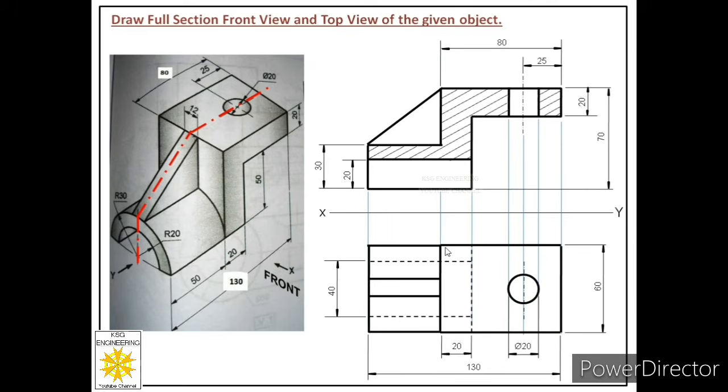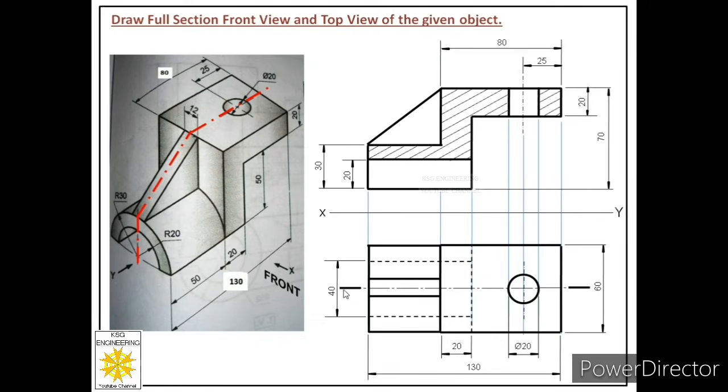Now in its top view, we have to make one change. In place of the center line, we have to show the cutting plane line. This cutting plane line tells us the section, or the place from where we have cut this object. So we have cut this object along this center line. So in place of the center line in the top view, we have to add the cutting plane line.